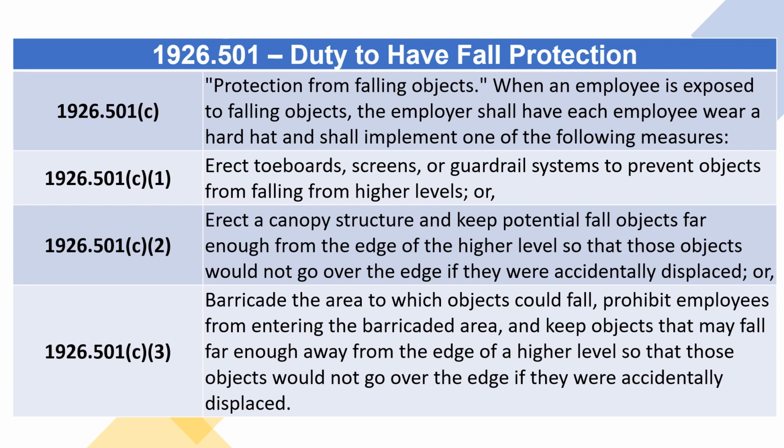1926.501(c)(2). Erect a canopy structure and keep potential fall objects far enough from the edge of the higher level so that those objects would not go over the edge if they were accidentally displaced, or 1926.501(c)(3). Barricade the area to which objects could fall, prohibit employees from entering the barricaded area, and keep objects that may fall far enough away from the edge of a higher level so that those objects would not go over the edge if they were accidentally displaced.